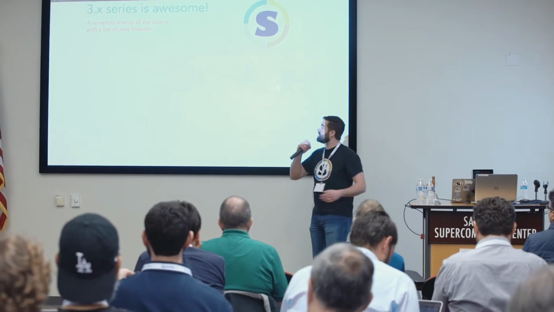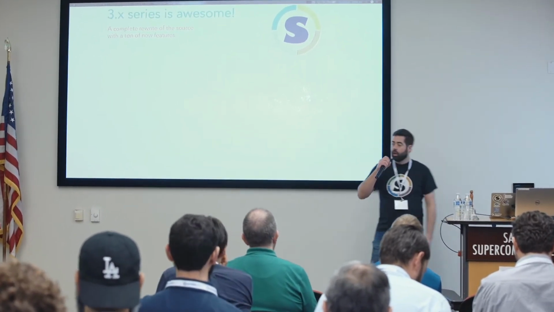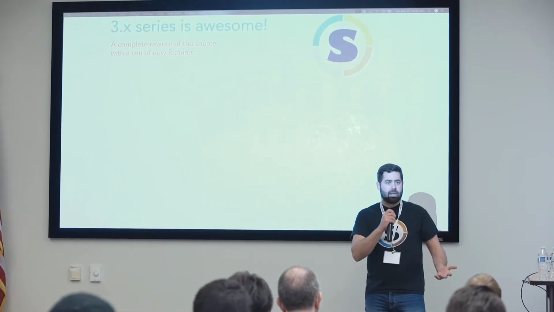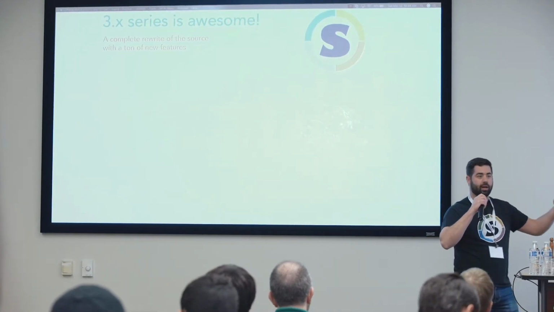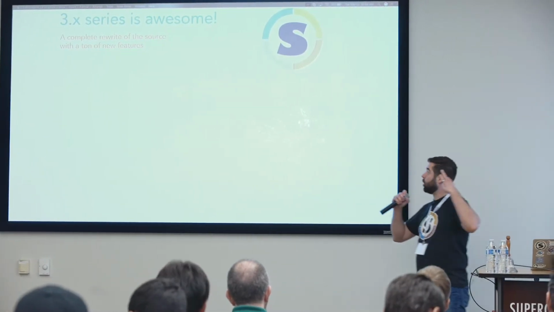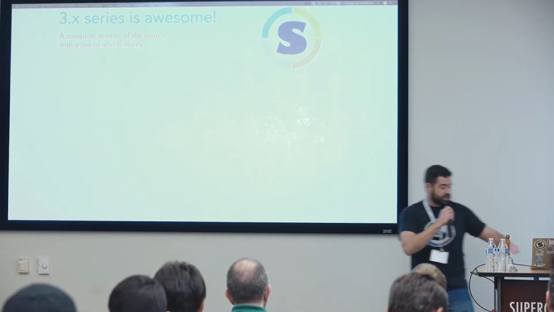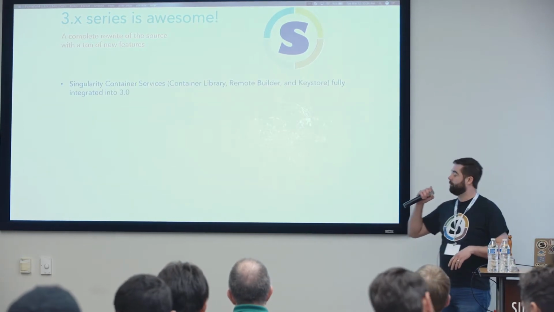Okay, so the punchline of my talk, if you take nothing else away from it, is that the 3.x series of Singularity is basically awesome. As Greg said previously, this is pretty much a complete rewrite of Singularity from the ground up. It used to be written in C, Python, and Bash. Now it's written almost all in Go and C. It's got a ton of new features. 3.0 was released with a ton of new features.